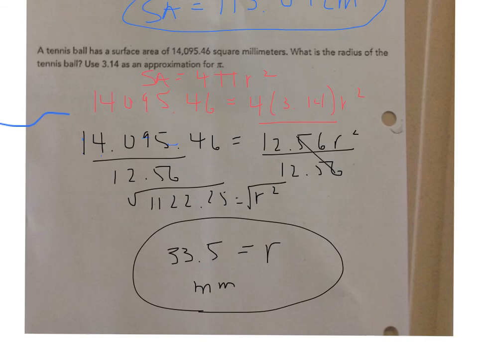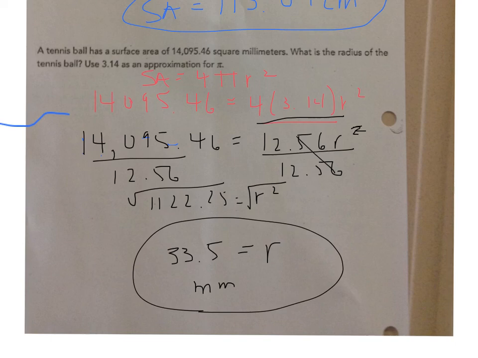Okay, so first thing I did was plug all the numbers into the formula. So surface area is 4 pi r squared. So I plug in the surface area, 14,095.46 equals 4 times 3.14 times r squared. Then I can multiply 4 times 3.14, which gives me 12.56. So I have 14,095.46 equals 12.56 r squared.